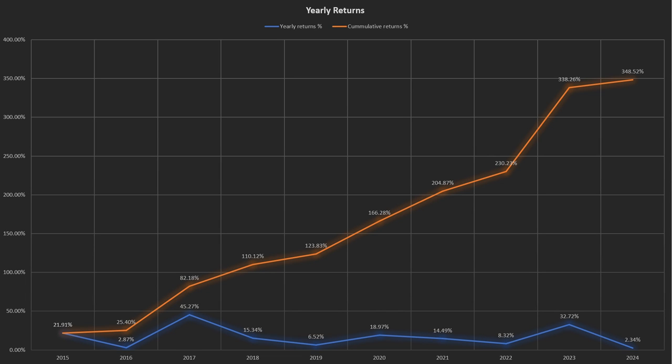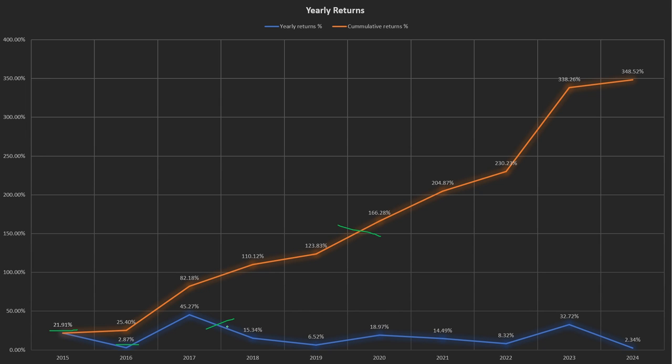This is the yearly returns graph. This is a line graph which has 2 lines. One is this blue line, which shows the yearly returns in percentage, whereas this orange line is the cumulative returns yearly percentage line. So in 2015, this sector gave a return of 21.91%. So I would say a good year for this sector. But in 2016, the yearly returns were only 2.87%.